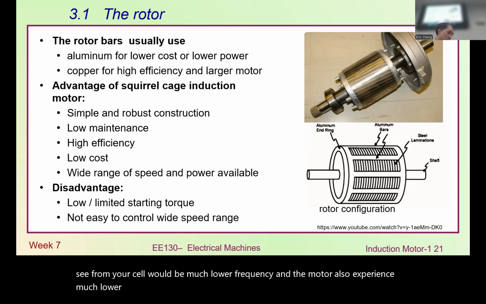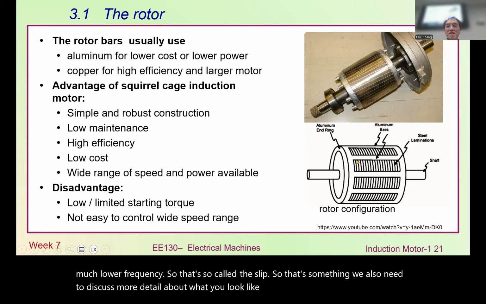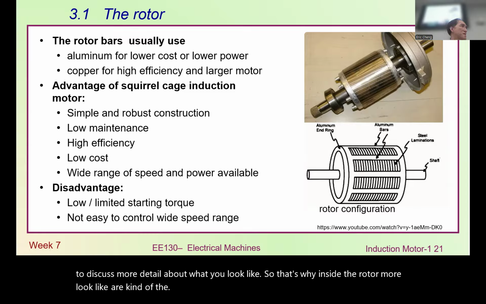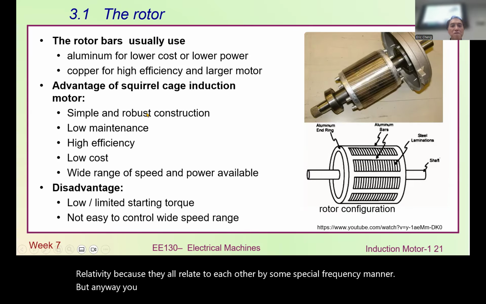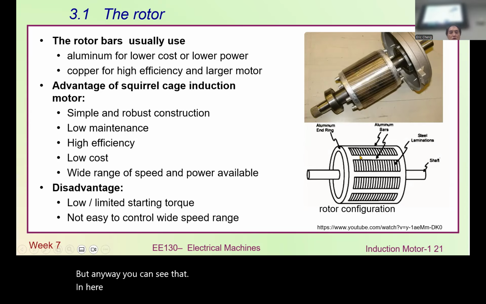So that's the so-called slip. That's something we also need to discuss in more detail. That's why inside the rotor it is more like relativity, because they all relate to each other by some special frequency manner. But anyway, you can see that in here, the rotor bars are much thicker. This is a conducting current.